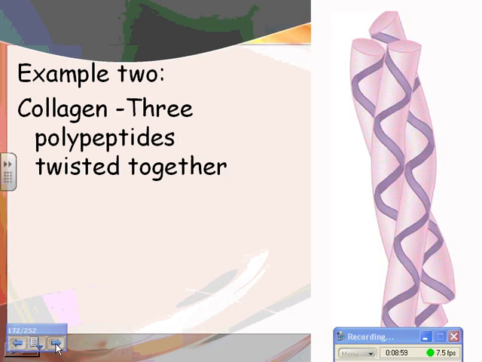Here's another example. This is collagen. There are 3 polypeptides twisted together. So you can see the alpha helices in each of these 3, and then the 3 are twisted together. So that's why collagen is so strong. You have these 3 cords of proteins actually twisted together, and it makes it strong, kind of like twine.